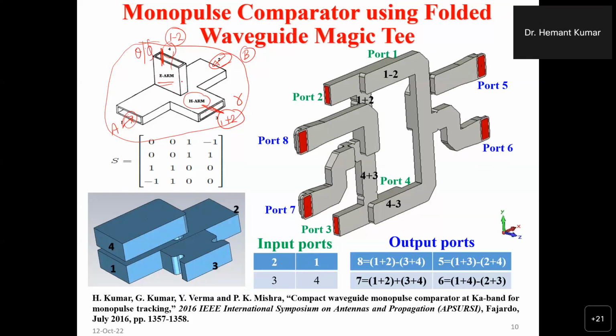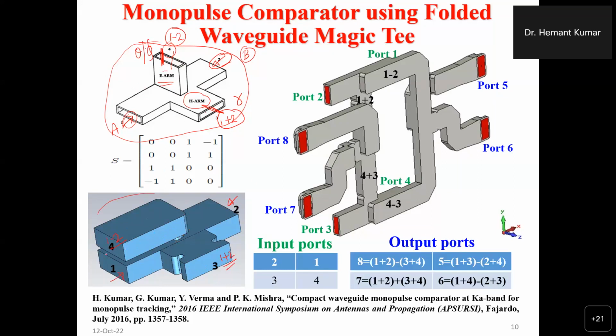So it is occupying more space, and to make it compact, what we can do, we can fold it. So this waveguide magic T is also known as a folded waveguide magic T. This fourth arm is folded in such a way that the electric field distribution will remain the same, so it won't change anything, right? If you give the input at port 1 and port 2, still you will get 1 minus 2 here and 1 plus 2 here. It is folded, so it is named a folded waveguide magic T, which occupies less space compared to the previous one, right?